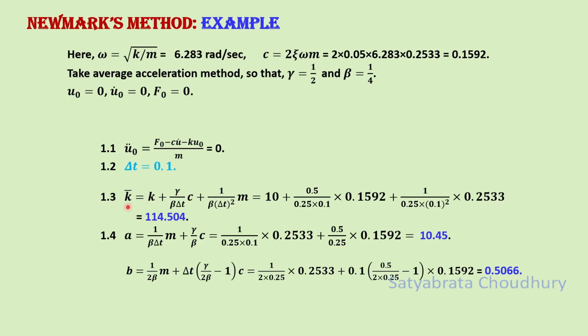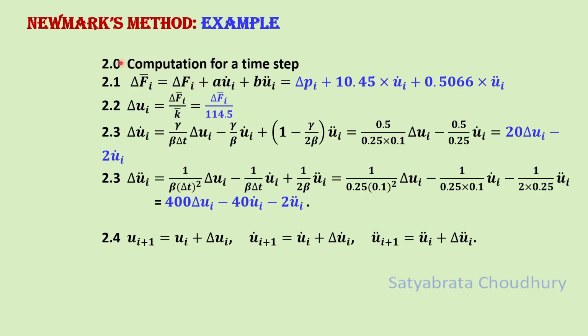The expression for effective stiffness, we have seen this is the expression. From here you simplify it and get the value as 114.504. The constant A is given like this, which is 10.45. Constant B from the formula is equal to 0.5066. Step 2, computation for a single time step. So we calculate the effective force, which is given through this expression, and after simplification you get the increment in the excitation value into this, constant A into this and B into this.